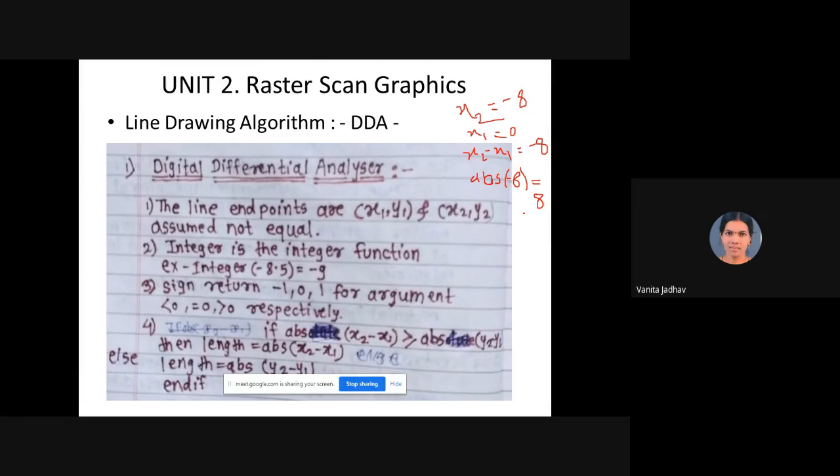Students, respond to me. If the x1 value is not 0, for example negative or positive. Suppose the x1 value is negative, say -1. So x2 will be -8 minus -1, that is -8 plus 1, so the result will be -7, and that -7 we are passing to ABS. The ABS will return 7. Got it?